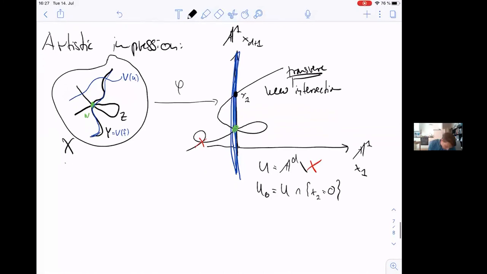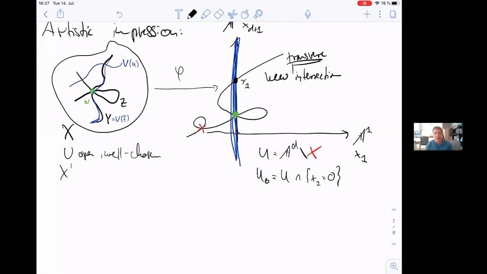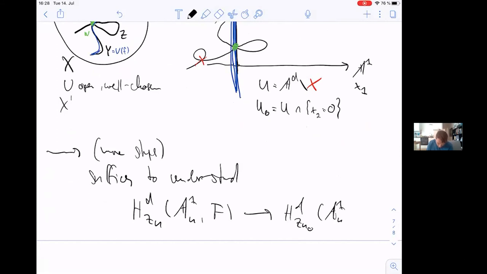And then it turns out that there's some open subset here, which will be well chosen, and I will not tell you what the choice is. And then the following thing is going to happen. So maybe I will abbreviate this, and what I will say is, more steps. It suffices to understand the pullback, somehow like this, H D Z U A1 over U with coefficients in F goes to H D Z U 0 A1 over U 0 with coefficients in F.